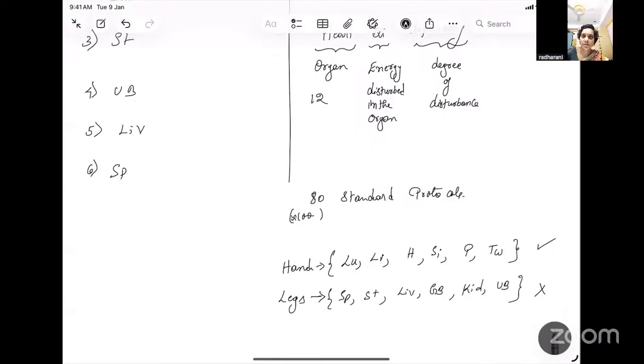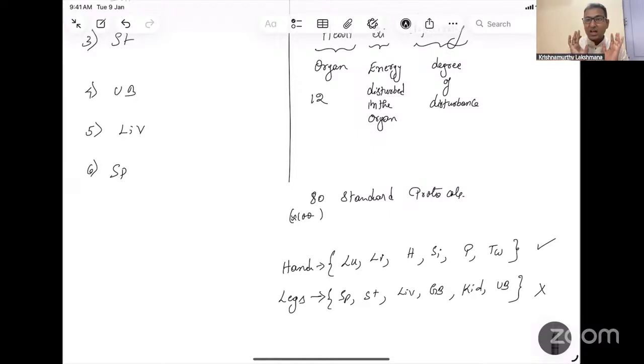We will have to concentrate on the leg meridians. This is the first step of analysis. Difficult or easy? Very easy, sir. Half the problem is solved, half of the options I have removed. Only half is pending with me, and now I have to work on that.